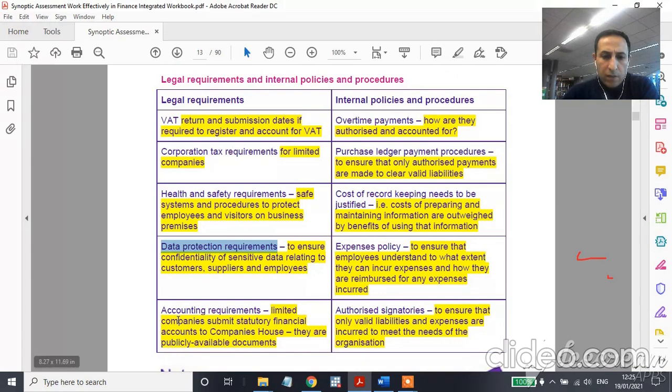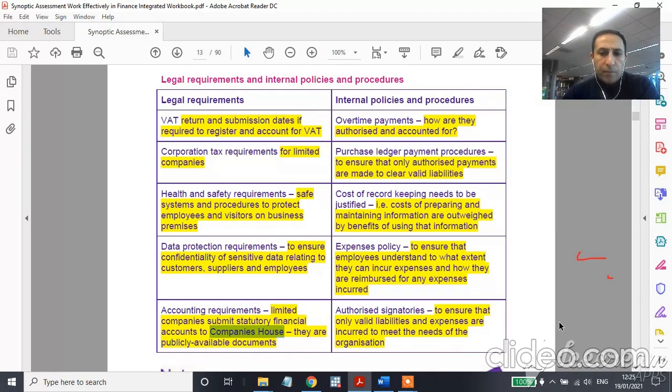The last one is the accounting requirement. This is a legal requirement for limited companies, for example, submitting financial accounts to Companies House. Companies House documents are publicly available. Companies House publishes your information to ensure you do not mislead the public, your investors and shareholders in the company.